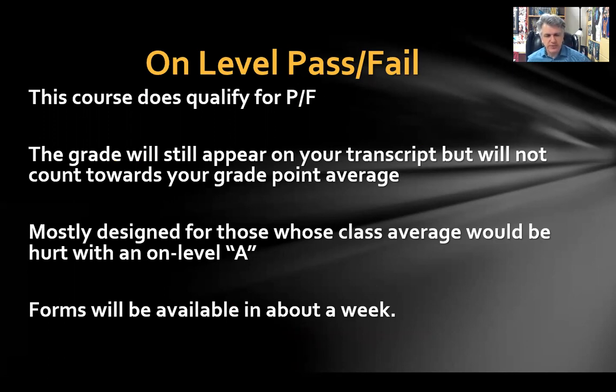So you can take this pass-fail. If you're somebody who normally takes AP and dual credit classes and you decided you didn't want to take this AP dual credit, you wanted to take it on level, but your fear is a grade in an on-level class will actually hurt my grade point because an A in on-level psychology would be the equivalent of a B in AP psychology, you can take this class pass-fail. Those forms will be available in about a week, and I'll have you sign off that I talked to you about that.